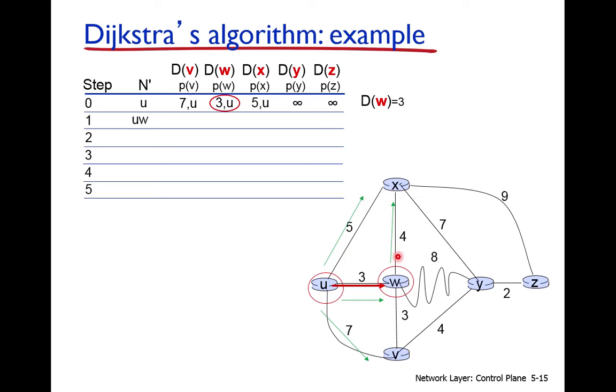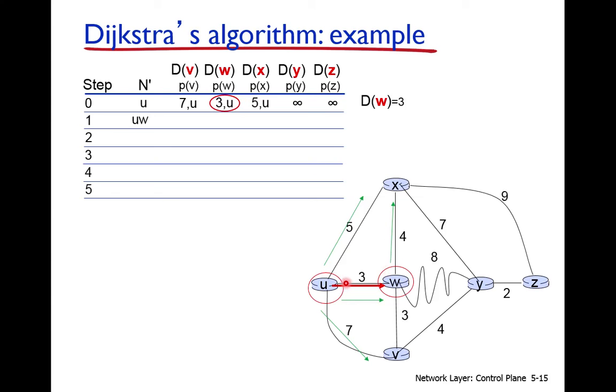If we consider this link, the distance from U to W is 3, the shortest path. From W to X it is 4, so 3 plus 4 is 7 if you take this path. This is the first neighbor that is explored. The already existing cost from U to X is 5, which is lower than this new one.